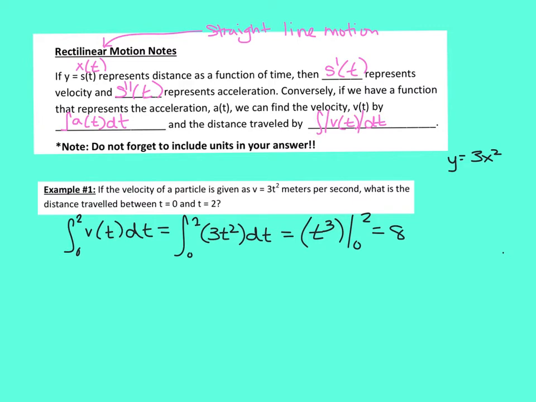Now, I did make a note up above. Don't forget to include units in your answers. So the velocity right now is in meters per second. If I go one step up and take the distance, the per seconds go away and it just becomes meters. Actually, if you were to go one step down, take the derivative of velocity, it would end up being meters per second squared. So just kind of keep that at the back of your mind. So this is in meters.